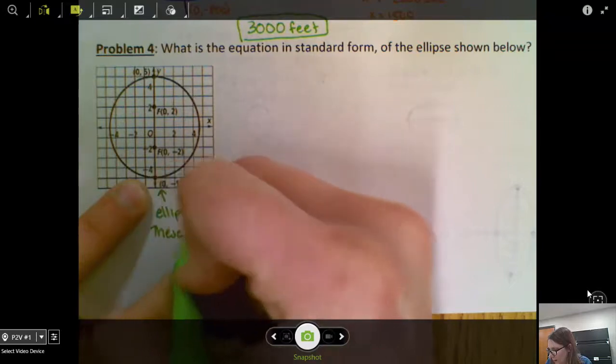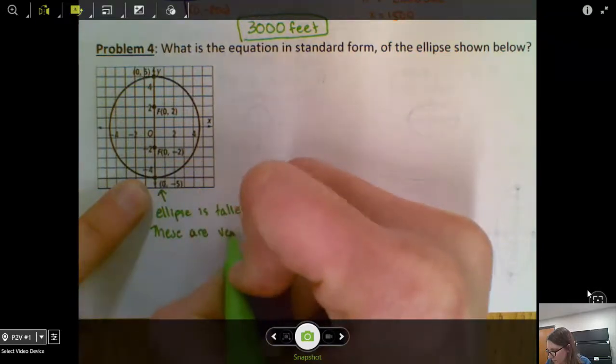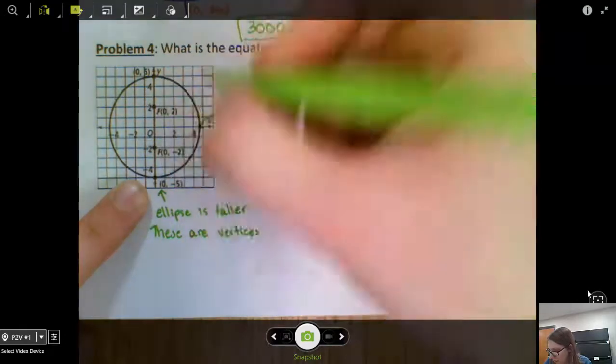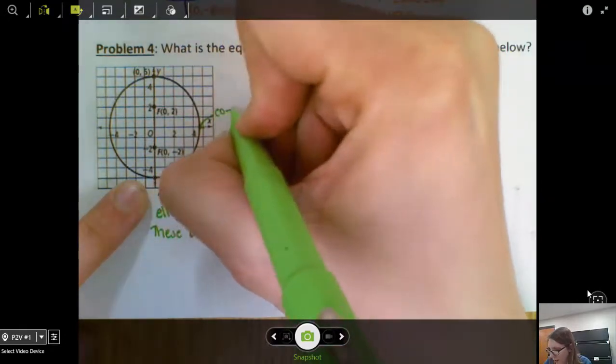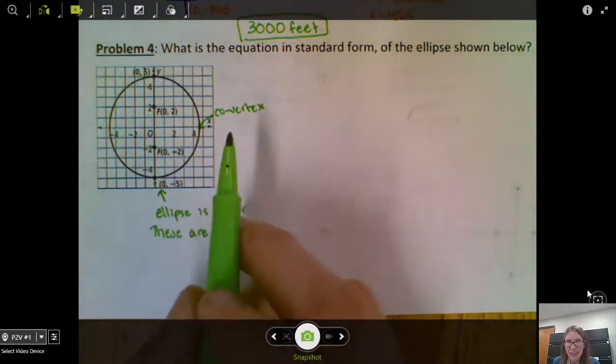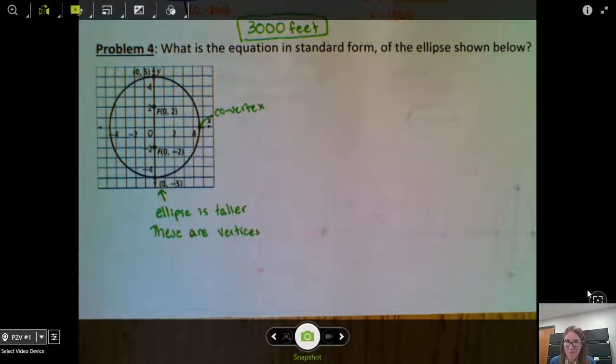and that these are our vertices. Okay, and whatever this number is here, that would be our covertex. We don't know what that value is though. It's somewhere between 4 and 5. We don't know what the number is.